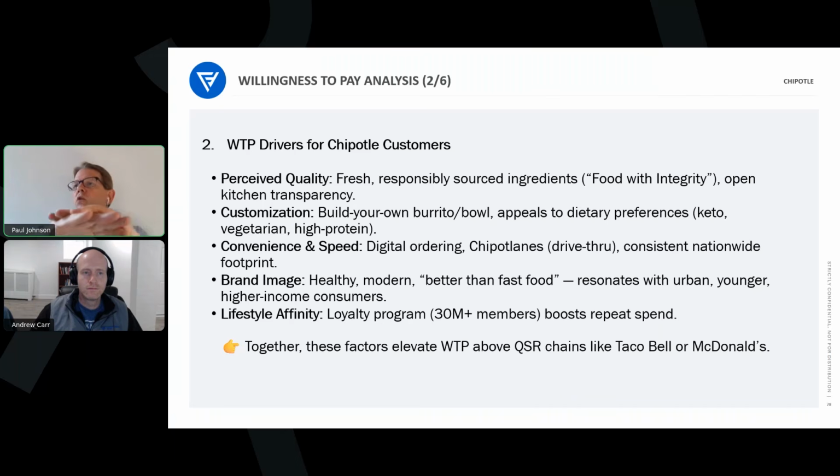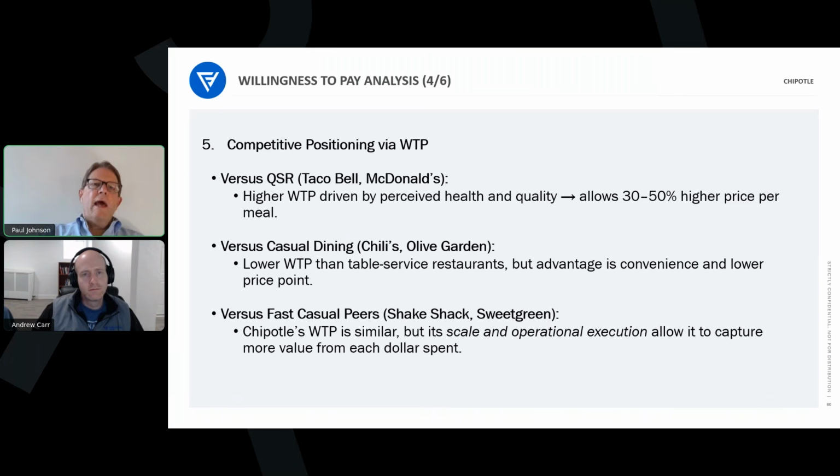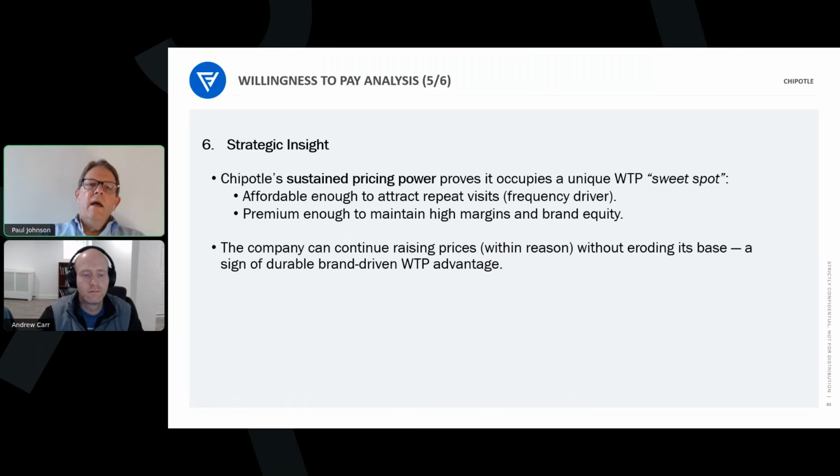I thought this whole competitive analysis stuff was as good as anything I've seen on Wall Street, to be honest, and less confused. Here's a couple other factors that you could go look at. And then competitive positioning. I thought this was really terrific. Wow, impressed. Strategic insight. Affordable enough to attract repeat visits, premium enough to maintain high margins of brand equity. Terrific. All right, so I was like, damn, that's better than I am at competitive analysis.